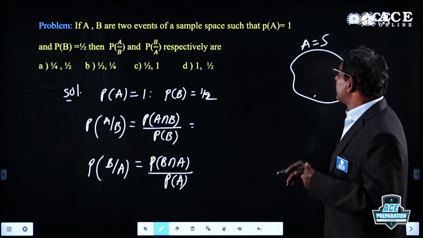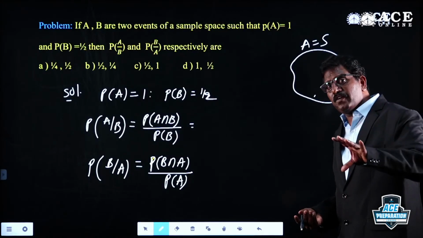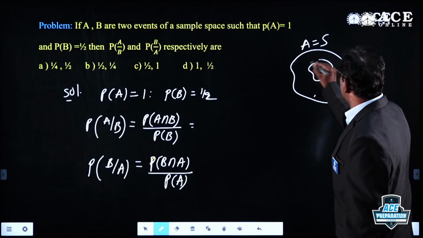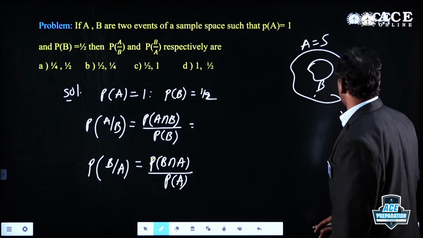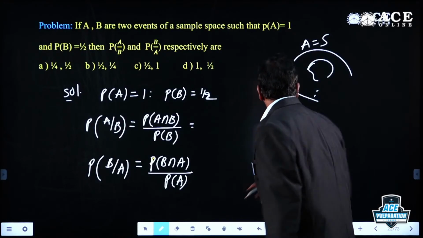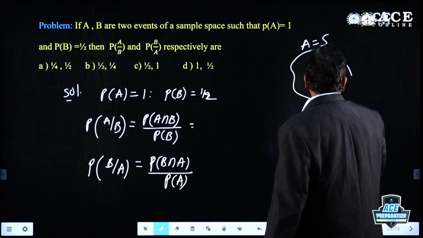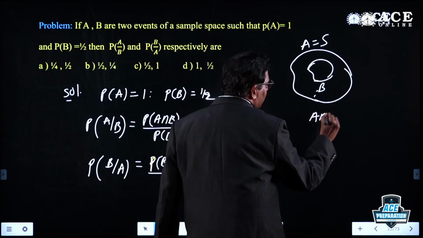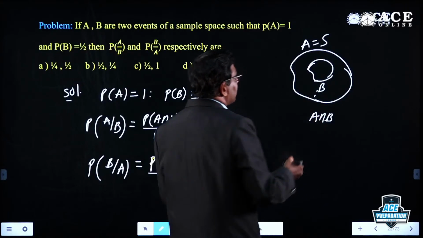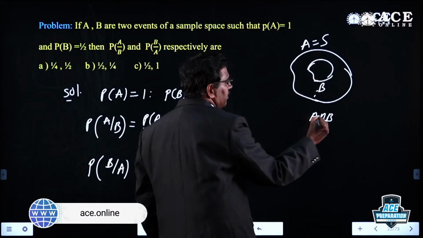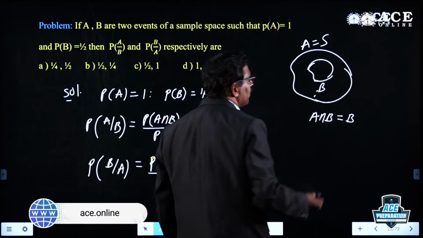Every event, whenever A is a sample space, every event must be a subset of the sample space. So B must be a part of A. B is a subset of the sample space, B is a subset of S. Now, whenever B is a subset of S, what is A intersection B? A intersection B is nothing but the common portion. So clearly B is a subset of A means A intersection B is nothing but B only.